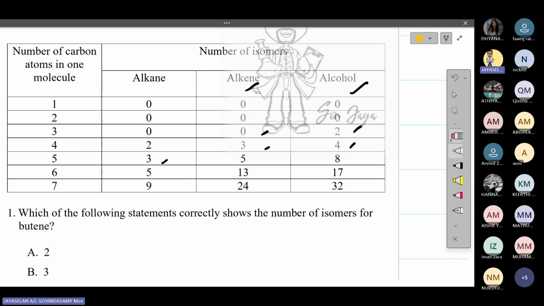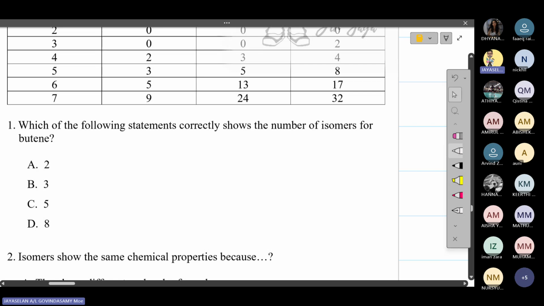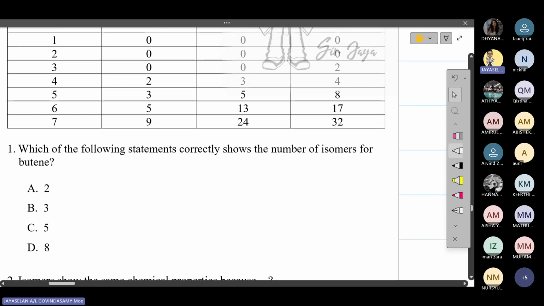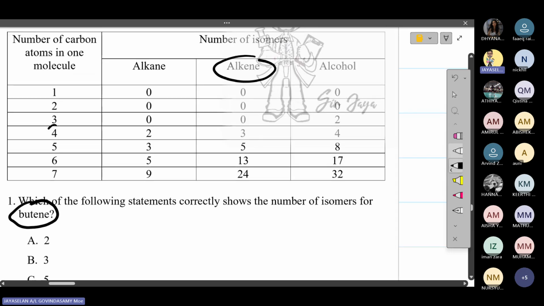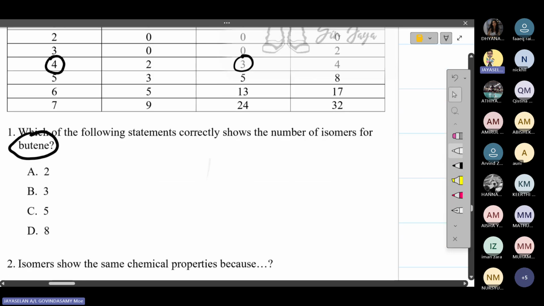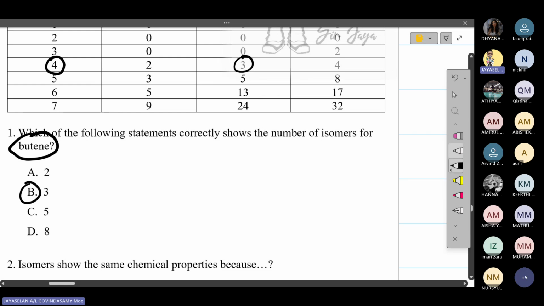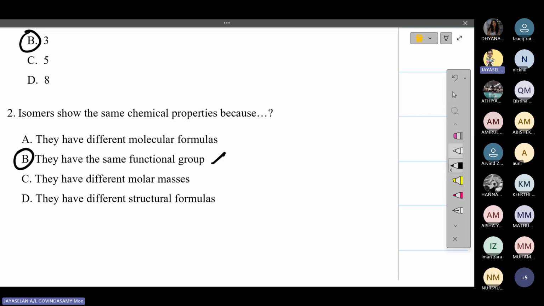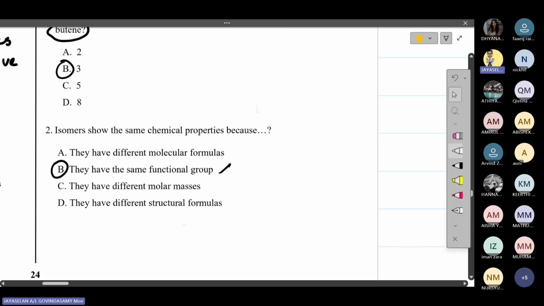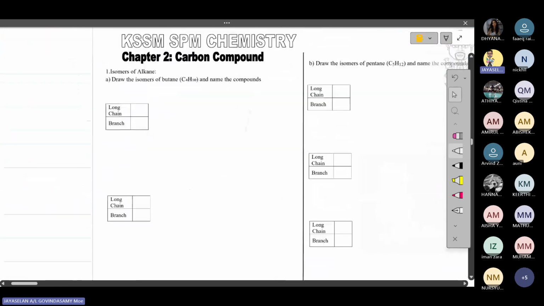Okay, it has come out before, an objective question like this. Otherwise, you have to do it one by one. Which of the following numbers shows the correct number of isomers for butene? Butene, so where is your butene? This is alkene and 4, 3. So you have to put 3. Any question? Isomer shows the same chemical properties because they have the same functional group. You guys already score 1 mark. This type of question must be memorized. Okay, now we go for alkane.